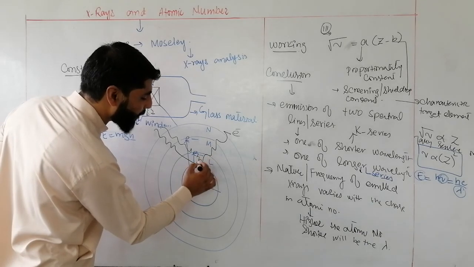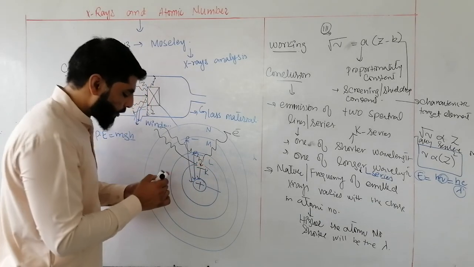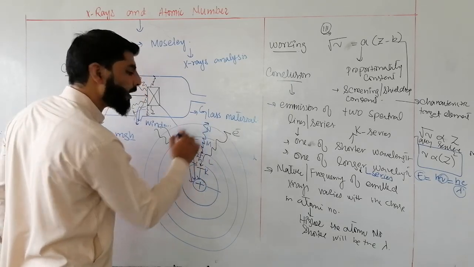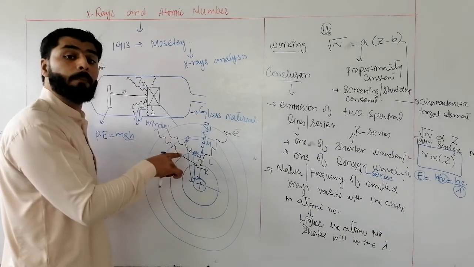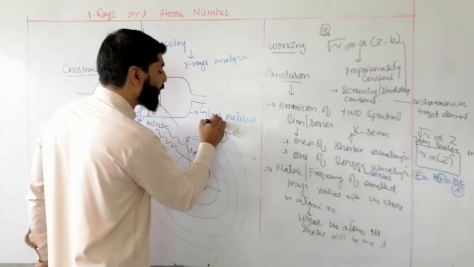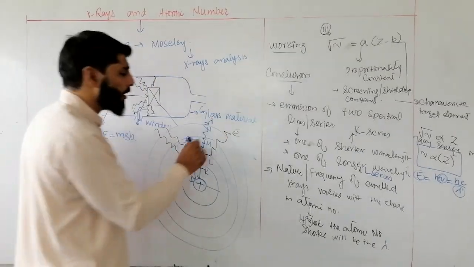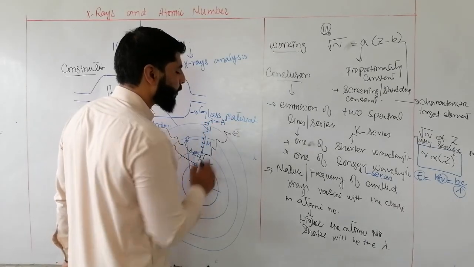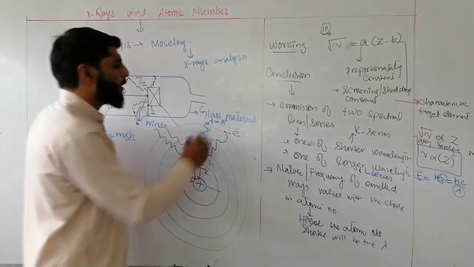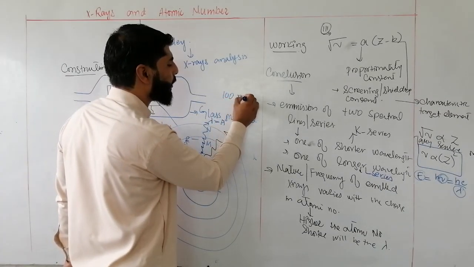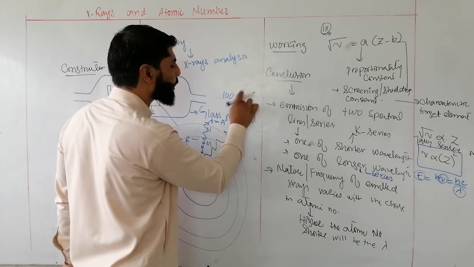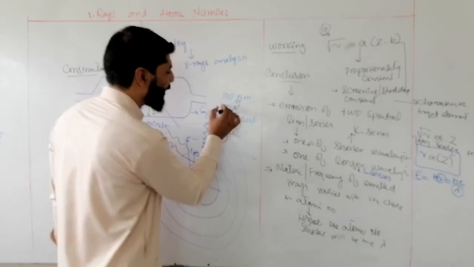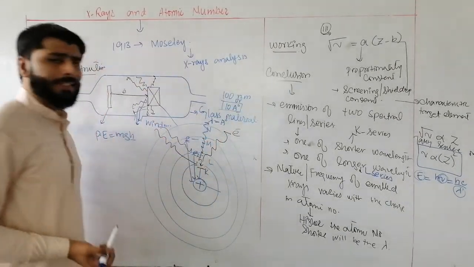And this energy, this emitted photon, when the electron jumps from the L shell to the K shell, there will be emission of some penetrating radiation, and the wavelength of that emitted radiation belongs to the range of angstroms, which is 100 nanometer or 10 angstroms, and this wavelength belongs to X-rays.